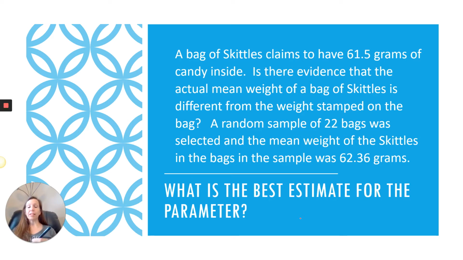Next, we want to know the best estimate for the parameter. The best estimate for the parameter is really another way of asking for the sample statistic. It tells us here that the mean weight of the Skittles in the bags in the sample was 62.36 grams. So this is my best estimate or my sample statistic. The correct notation for a sample mean is x bar. So x bar is equal to 62.36. And you can throw grams in there for good measure if you'd like.